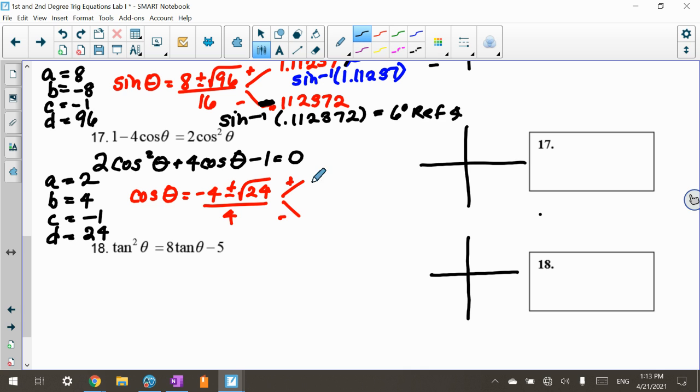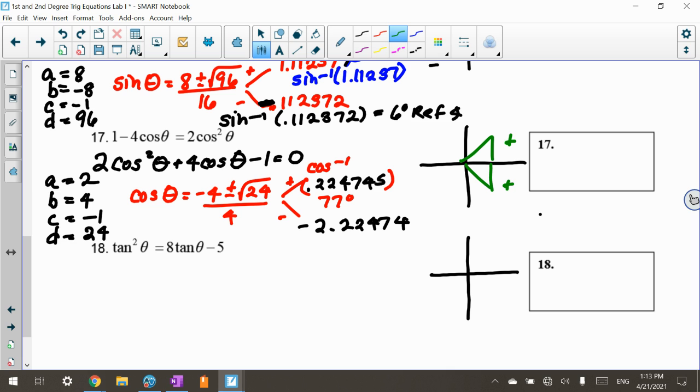I'm going to split up positive and negative. When I put this in here, I get 0.224745. Here I get negative 2.22474. So when I do inverse cosine of the first one, I am going to get 77 degrees. And I saw that this was positive. I know cosine is positive in quadrants 1 and 4. So the 77 degrees there, and then what I'm going to do is subtract it from 360. I'm going to get my other angle, or 283. So there's my 2 angles for this one.